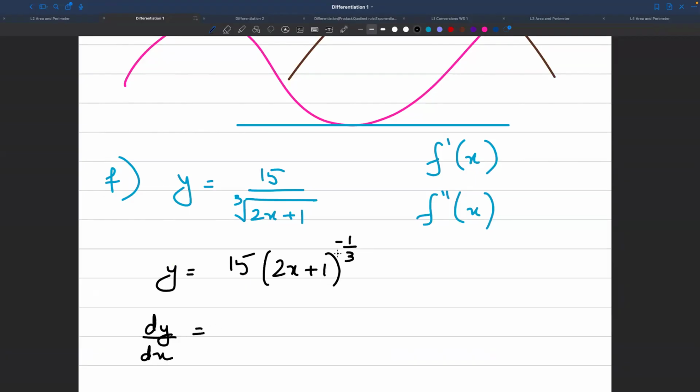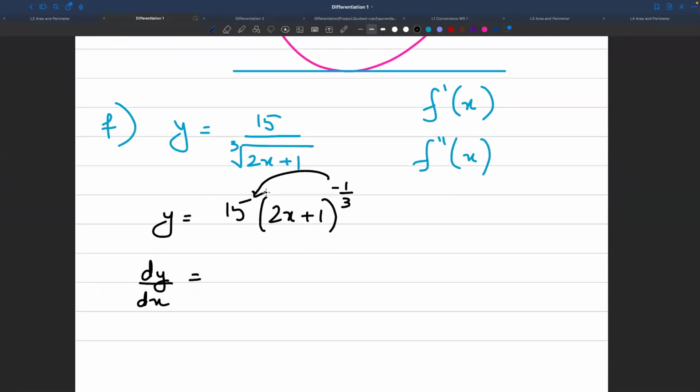How do I differentiate? I will multiply this power by 15. This will become minus 5. I will decrease the power by 1, so this becomes minus 4 upon 3. And I also multiplied with the derivative of 2x plus 1, which is 2. I hope everyone remembers this, right?